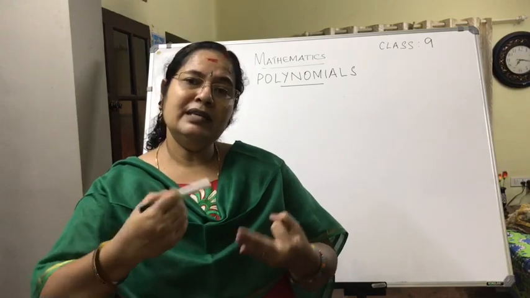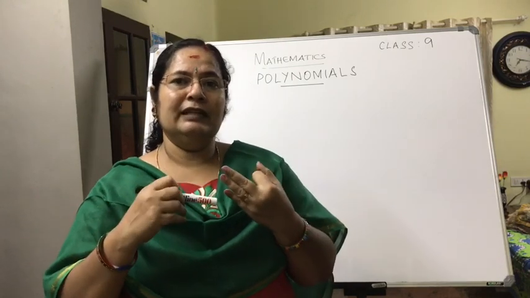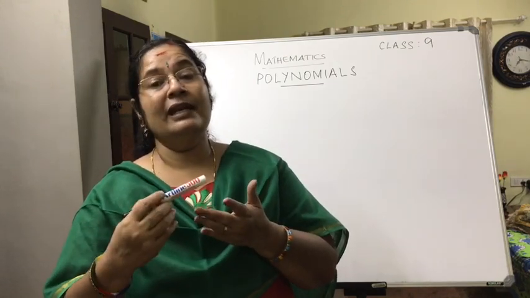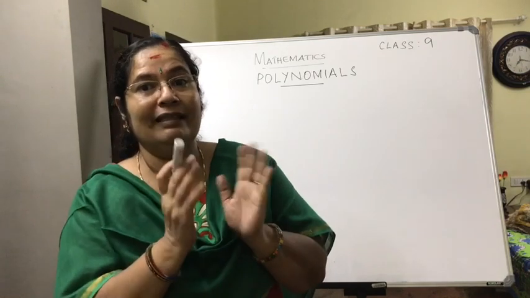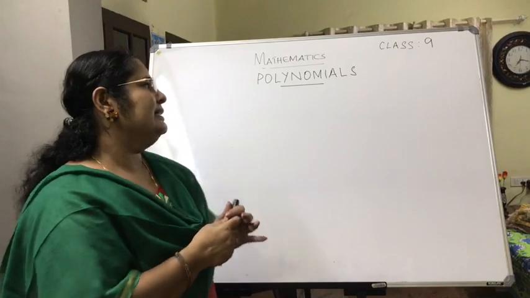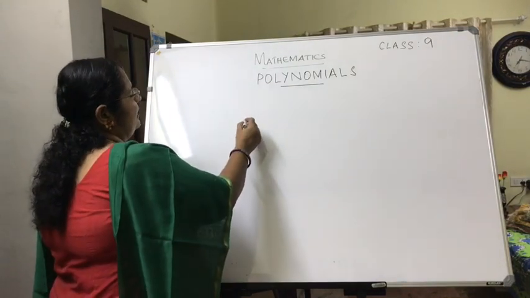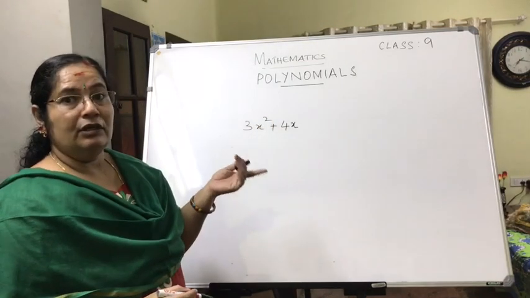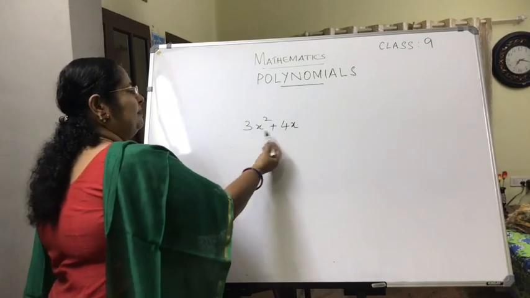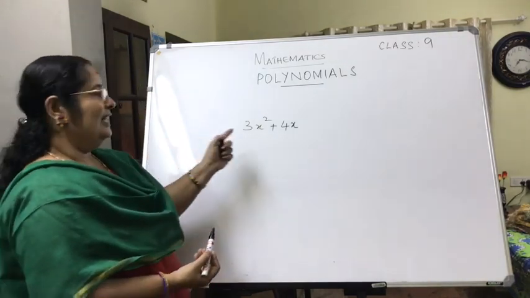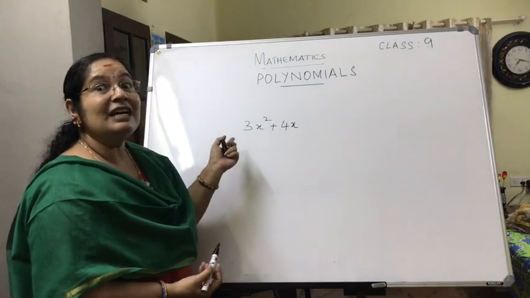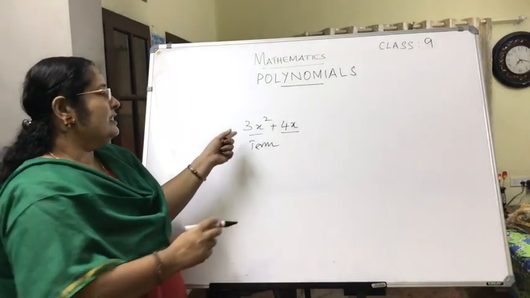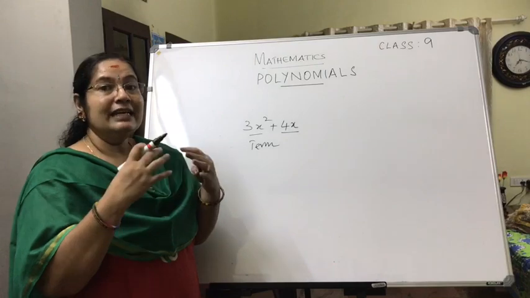Okay, now how are these put together? To be more precise, let me give an expression. So suppose I say 3x square plus 4x. Is this an expression? Of course this is an expression. Now how are you getting this expression? You are having terms. Each of these is called a term. So terms put together, we get an expression.